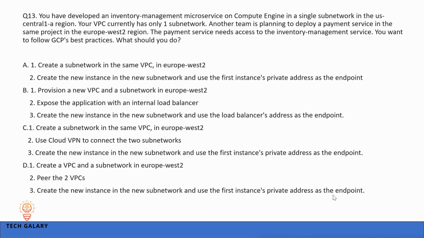Option C. Create a subnetwork in the same VPC in Europe West 2. Use Cloud VPN to connect the two subnetworks. Create the new instance in the new subnetwork and use the first instance private address as the endpoint. Option D. Create a VPC and a subnetwork in the Europe West 2. Peer the two VPCs. Create the new instance in the new subnetwork and use the first instance private address as the endpoint. The correct answer is option A.